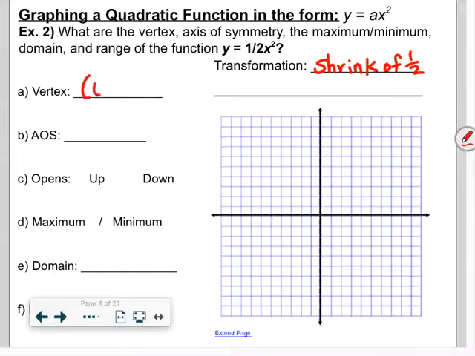So the vertex shrinking does not change the vertex. So the vertex is 0, 0. The axis of symmetry is x equals 0. How do we determine if this opens up or down?